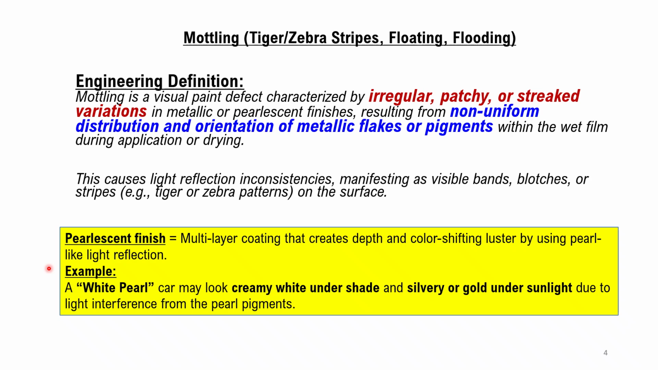Pearlescent finish is a multi-layer coating that creates depth and color-shifting luster by using pearl-like light reflection. For example, a white pearl car may look creamy white under shade and silvery or gold under sunlight due to light interference from the pearl pigments.